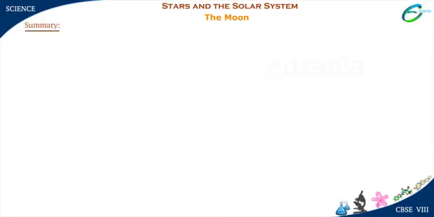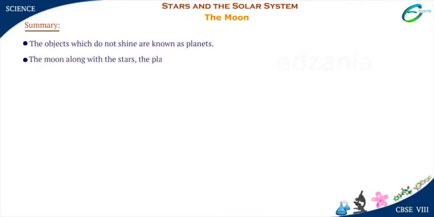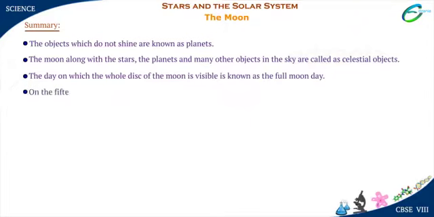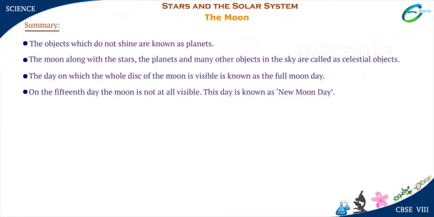Summary. The objects which do not shine are known as planets. The moon, along with the stars, the planets, and many other objects in the sky are called celestial objects. The day on which the whole disk of the moon is visible is known as the full moon day. On the 15th day, the moon is not at all visible. This day is known as New Moon Day.